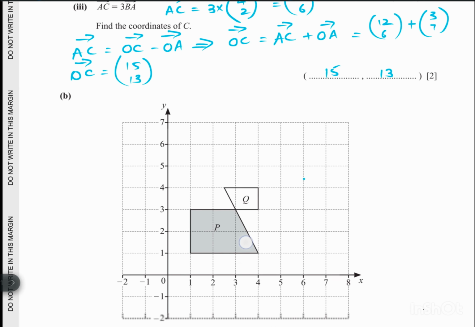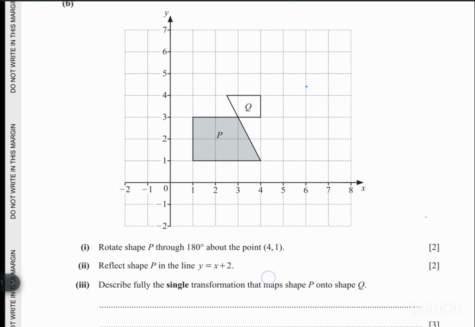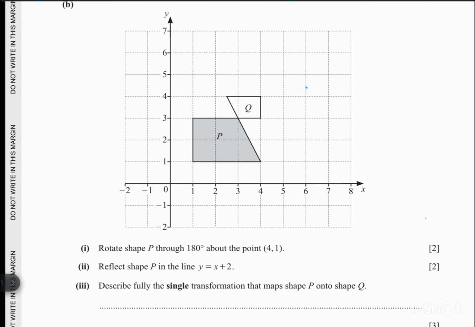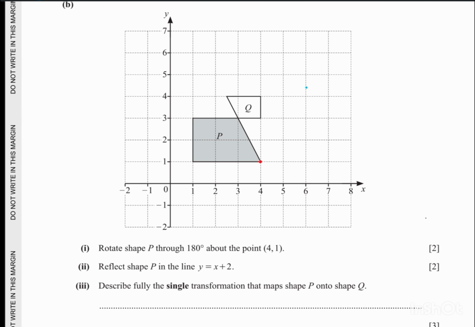Question B, it's from transformations. Now question B, first one says rotate shape P through 180 degrees about the point (4, 1). So we have to rotate this shape P about the point (4, 1). So this is that point. So rotating it, first let me mark the point about which it is rotating. So this is the point.